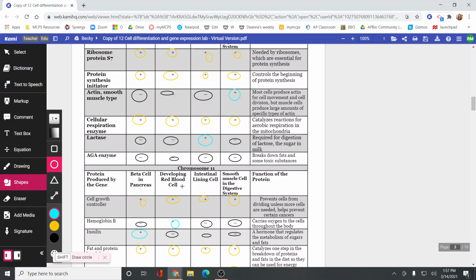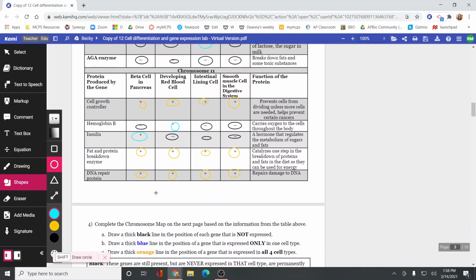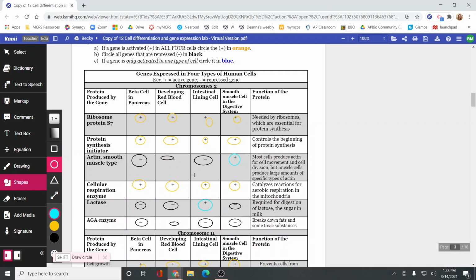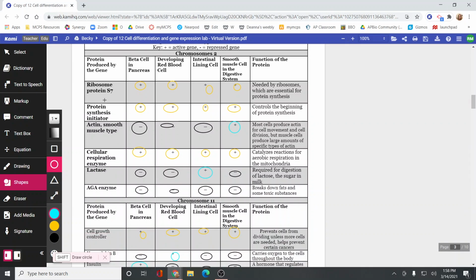Hemoglobin B is on in the red blood cells. Its job is to carry oxygen. The red blood cell's job is to carry oxygen, so it's on in that cell. Insulin is on in the beta cell. It is a hormone that metabolizes sugar. That's why it's on in the pancreas cells that make insulin. All right, so now we have this map. This chart is the best. It shows you very easily what the genes are and what's on and off.